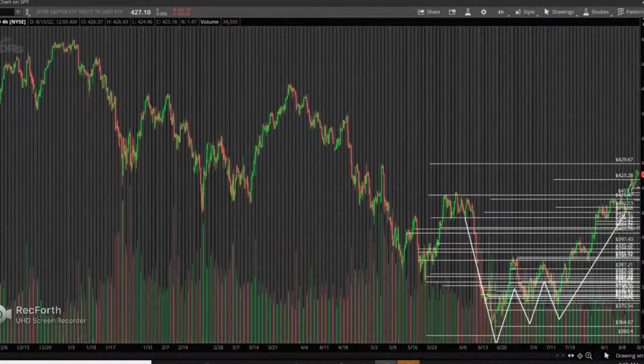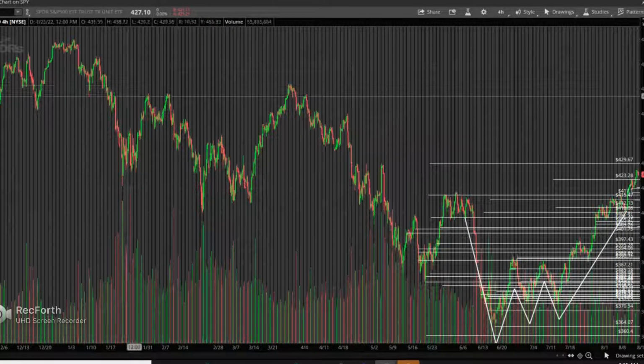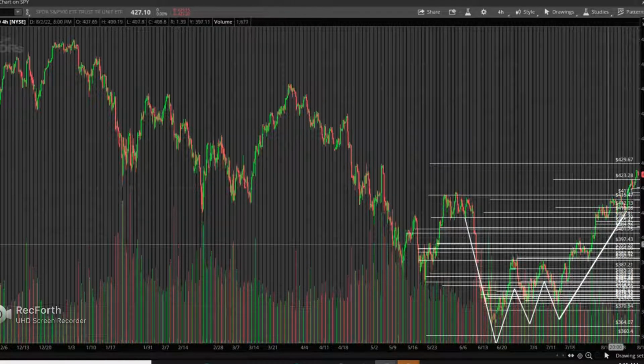Then I will go down to the 4 hours. Now we're just going lower and lower. The 4 hours is the past 180 days of SPY in 4-hour increments. So each candle represents 4 hours within the last 180 days. I still see this pattern, and the uptrend gets a little longer. So we're getting more in depth.